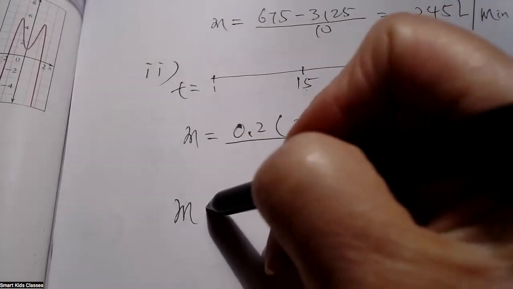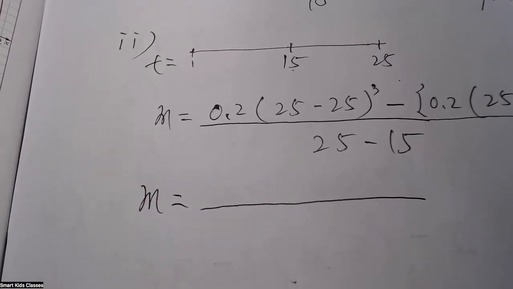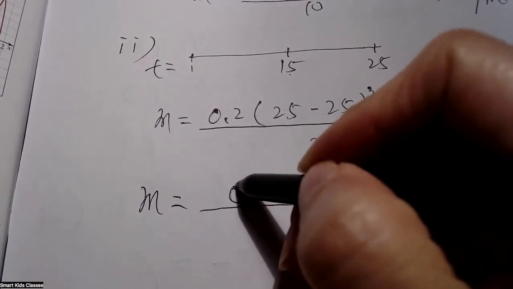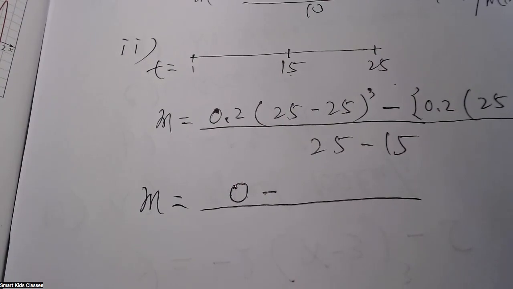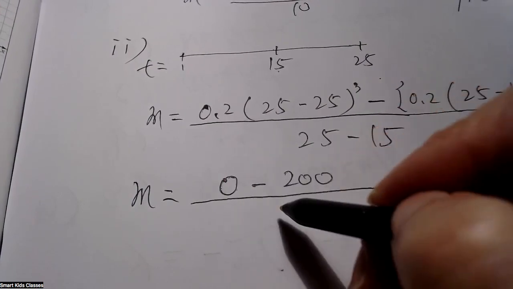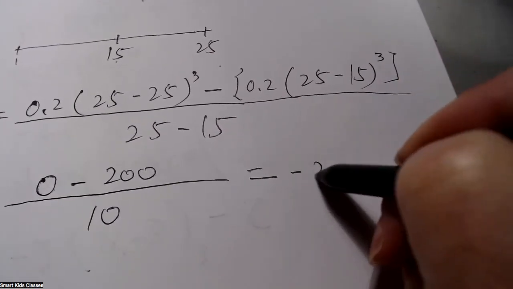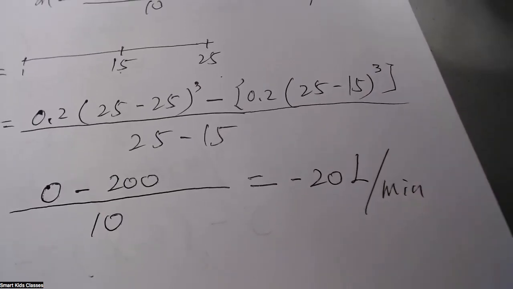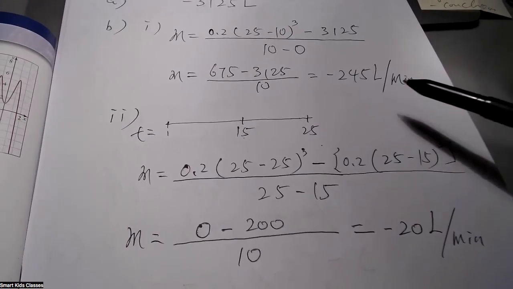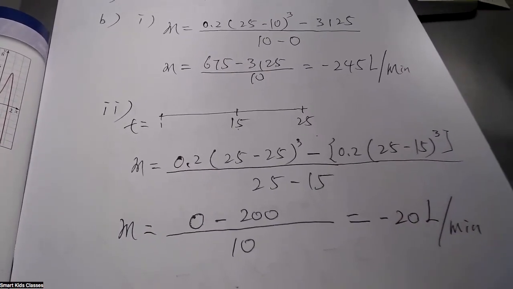Now when you plug in your calculator, for the first one, 25 minus 25 equals 0, so you have 0. Then 0 minus, the second one, plugging in 15, you get 200. And 25 minus 15 gives a positive 10. So it's equal to negative 20 liters per minute. So that's the slope. For B, we get the one for the first 10 minutes and the next one for the last 10 minutes, and that's how you get the time interval to find the slope.